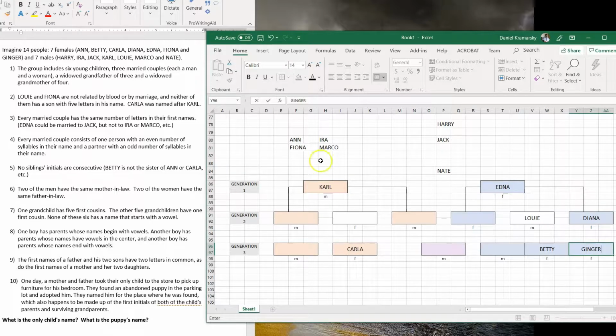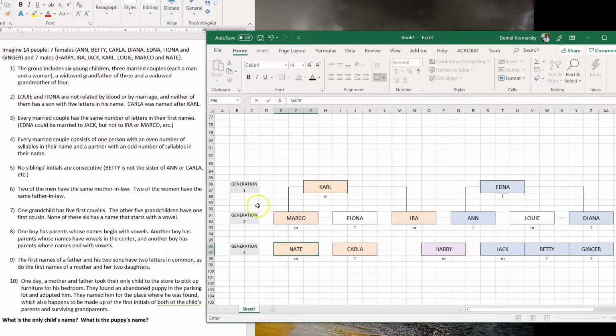So what if you put F and M here? At least you get some vowels that way, right? Anne and Ira. Fiona and Marco can't have a kid named Harry. Louis and Diana can't have a kid named Harry. So this kid's name is Harry. The other two boys are named Jack and Nate. There's no real reason why one should be in one family and the other in the other. We're not asked for that information.